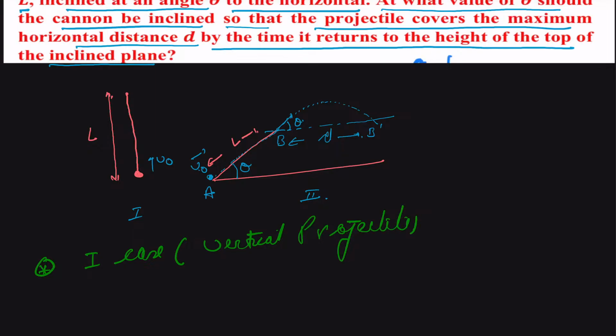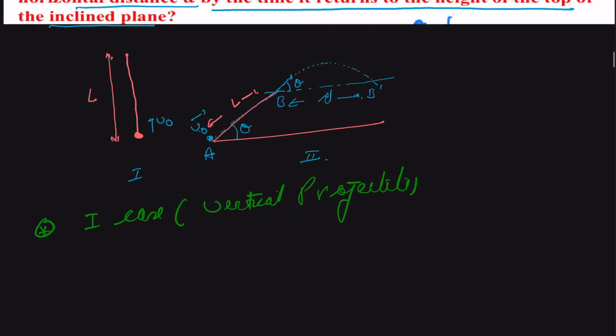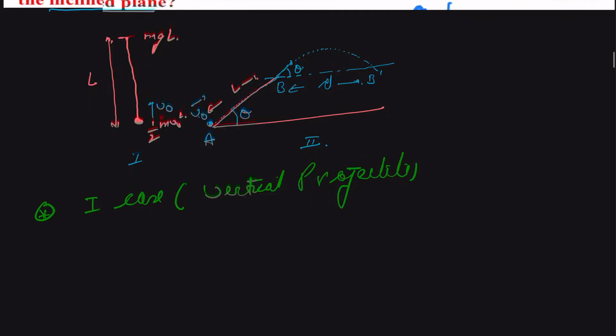And in this first case, we are going to use the conservation of energy. And it reaches a maximum height of L. So at the top, it is going to have only our potential energy, and that will be our mgL. And just after the launch, the entire energy will be kinetic, that will be half m v0 square. So we can just equate it and solve the equation.